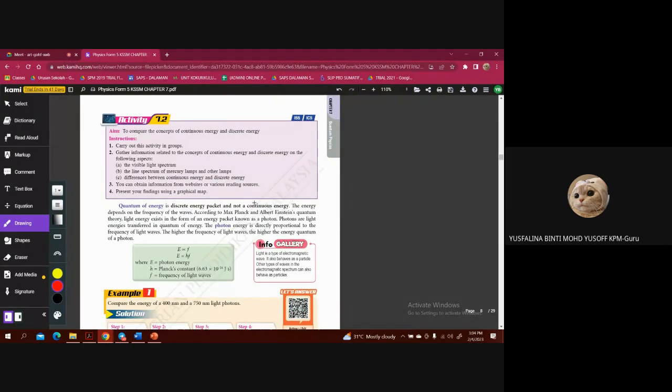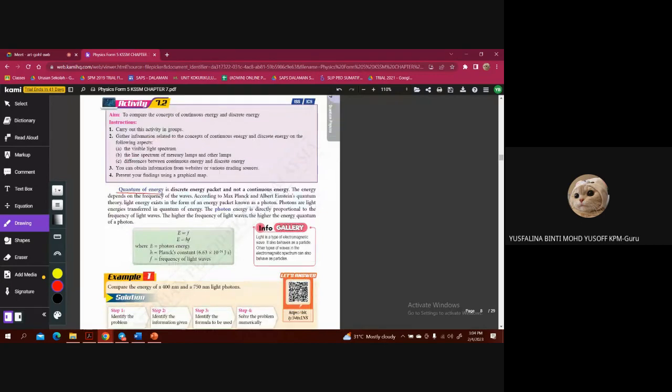Now the quantum of energy, what does it mean? The quantum of energy is a discrete energy packet. This is what I said just now: a packet, and not a continuous energy. It's actually a discrete energy packet. It's like a packet, and inside of it is energy.